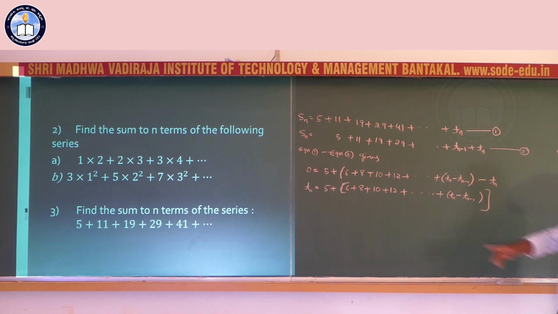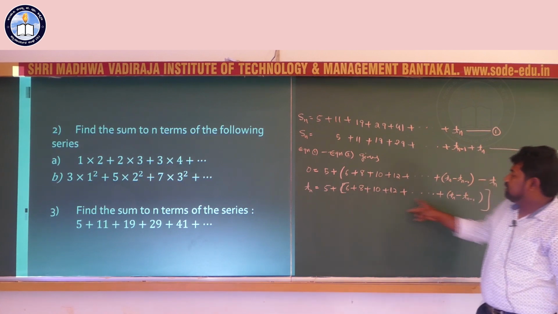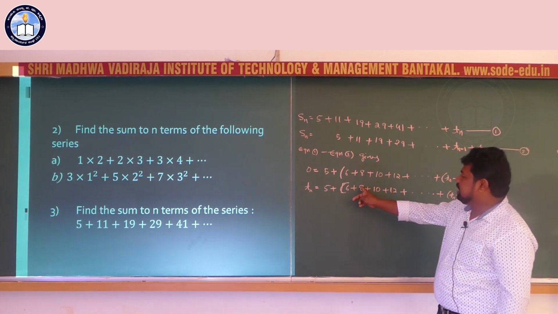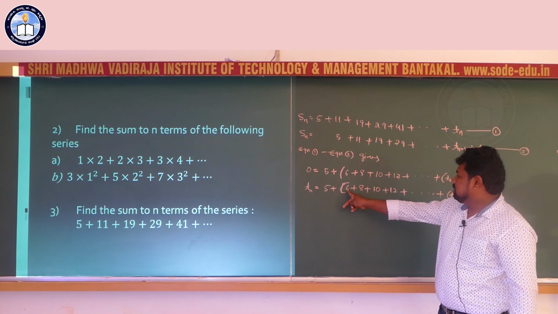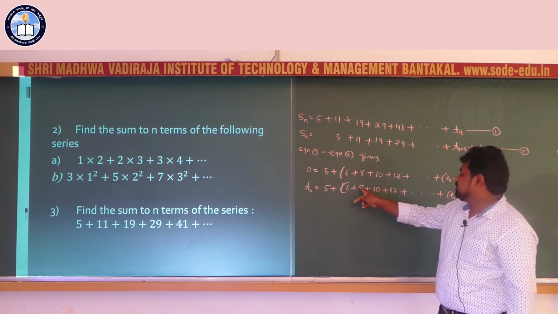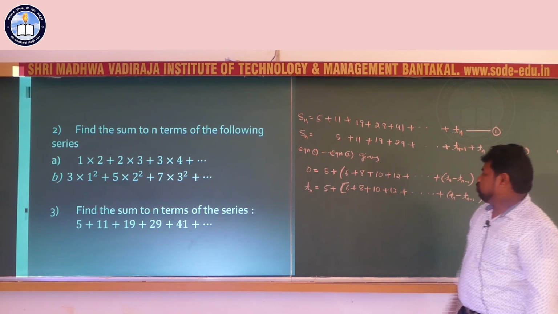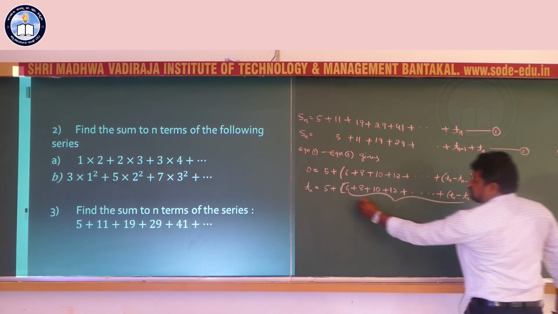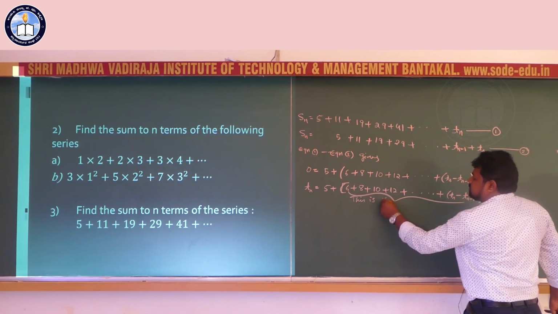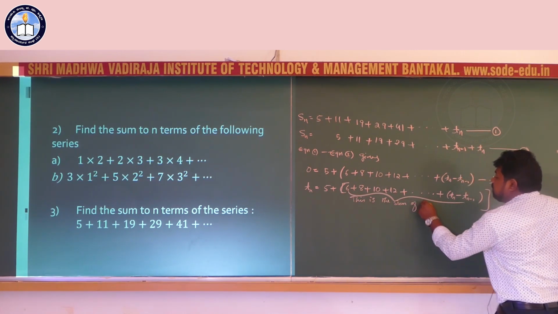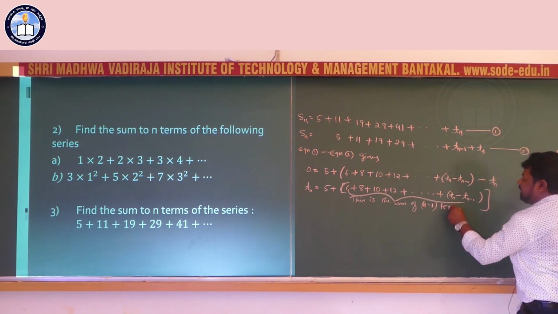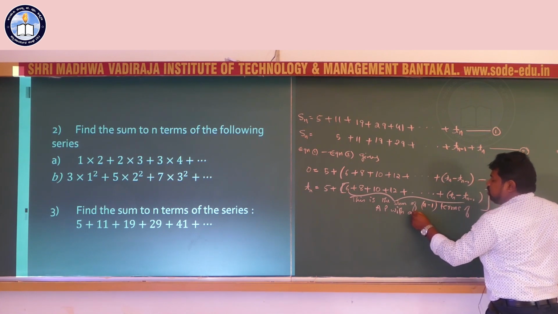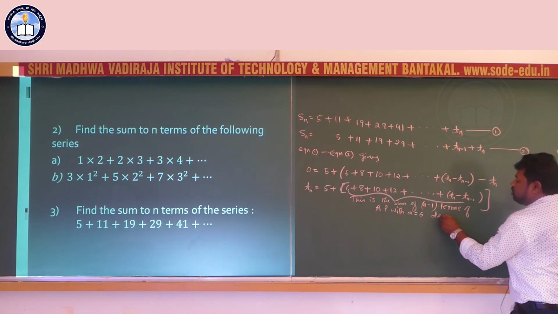See here, this sequence is in arithmetic progression. 8 minus 6 is 2, 10 minus 8 is 2, 12 minus 10 is 2. Therefore, this is the sum of n minus 1 terms of an AP with A equal to 6 and D equal to 2.